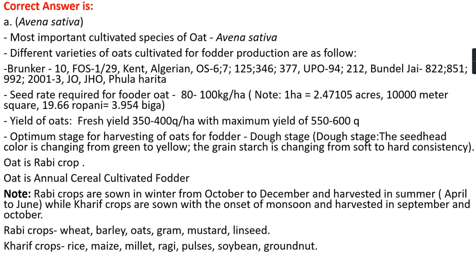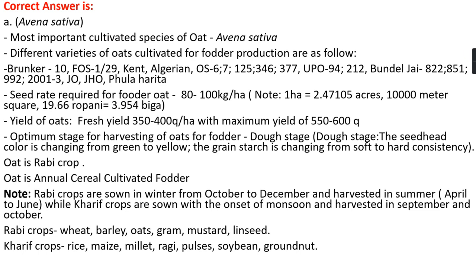The optimum stage for harvesting of oat for fodder is when the fodder is at the dough stage. The dough stage is mainly characterized when the seed head color is changing from green to yellow, and the grain starch consistency changes from soft to hard. Oat is a rabi crop.